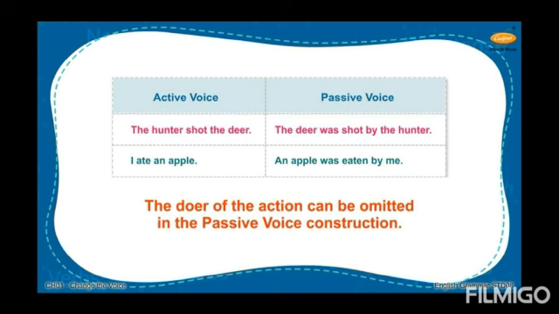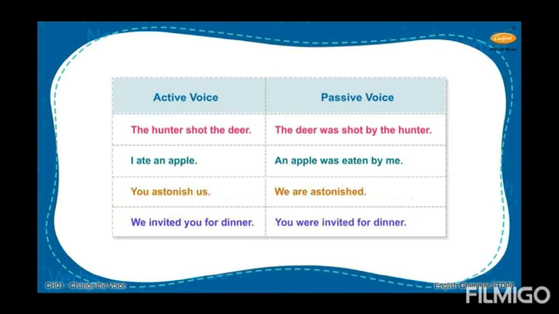So, the doer of the action can be omitted in the passive voice when we construct it. Let's see how. The hunter shot the deer. Already we have seen I ate an apple. Even that is understood. You astonish us. You is the subject, us is the object. Here we have omitted the subject and the sentence is we are astonished.